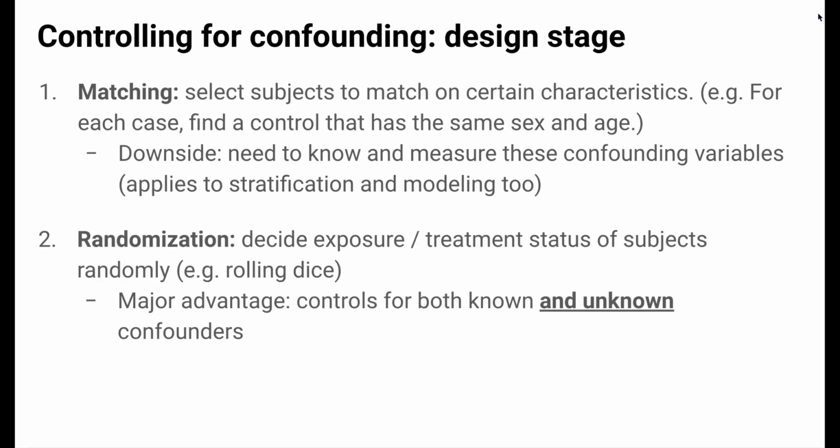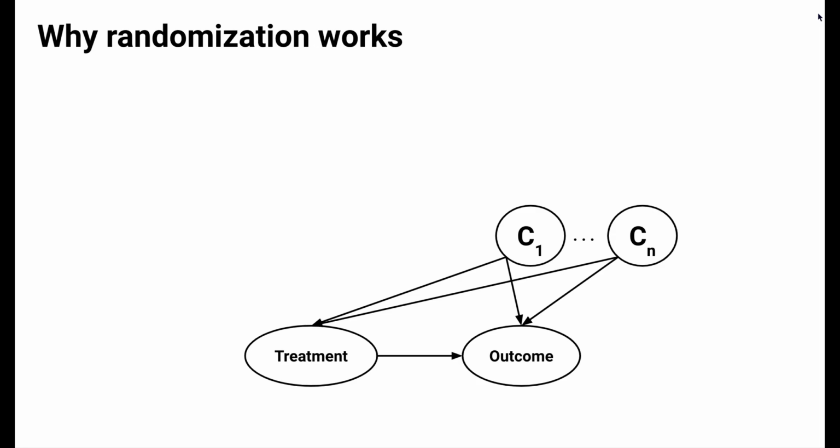Another way to deal with confounding at the design stage, and which is the main subject of this video, is randomization. With this strategy, we decide the exposure or treatment status randomly. For example, we might roll dice. We might assign treatment when we roll an even number, and we might withhold treatment when we roll an odd number for a patient. The major advantage of randomization over the other methods is that it can control for both known and unknown confounders. So let's take a closer look at why randomization works to control confounding.